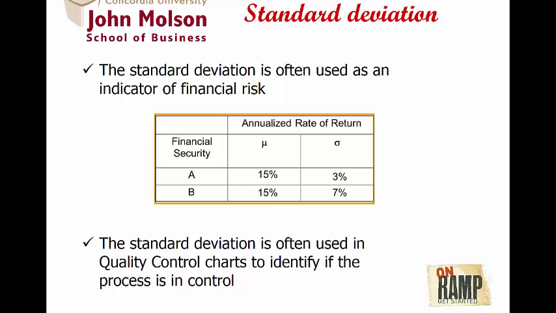Standard deviation is also used in quality control charts, because a process is in control if it is within a certain number of standard deviations. So if it exceeds a certain number of standard deviations, we stop the process because it's out of control. There are many more errors that we are willing to accept. Again, standard deviation is very useful in this field.